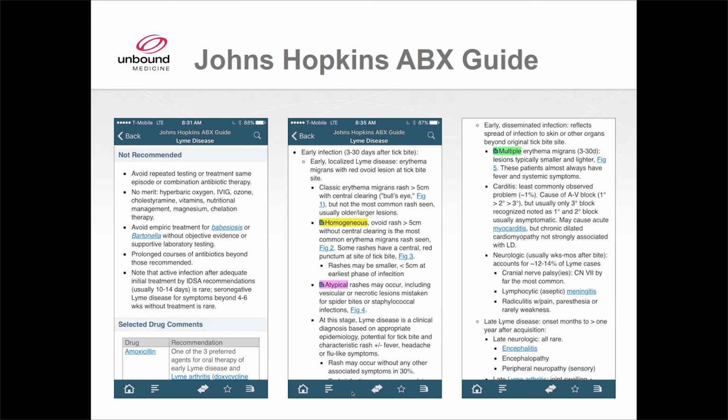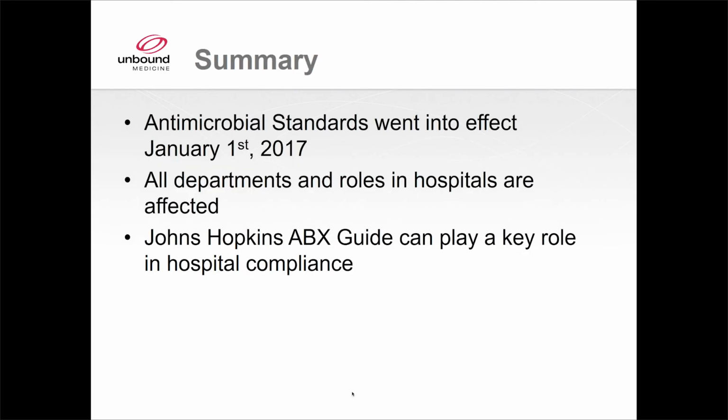And then we try to make this very practical. Here on the left panel, you can see what's not recommended. We don't recommend repeat testing. We don't recommend unusual alternative medical therapies like hyperbaric oxygen and cholestyramine and chelation therapies. We do give recommendations for how to diagnose the different possibilities of how Lyme might present itself, and of course with drug and treatment recommendations.